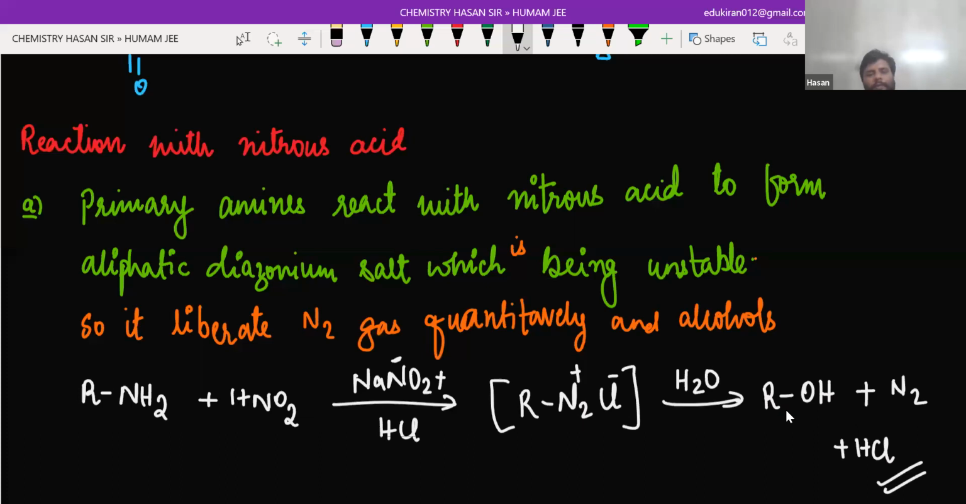So whenever a primary amine is going to react with nitrous acid, you will get diazonium. If you are going to use primary amines like this without benzene, you will be getting this diazonium chloride, which is a salt and being unstable, it will be broken down into alcohol, HCl, and nitrogen gas.